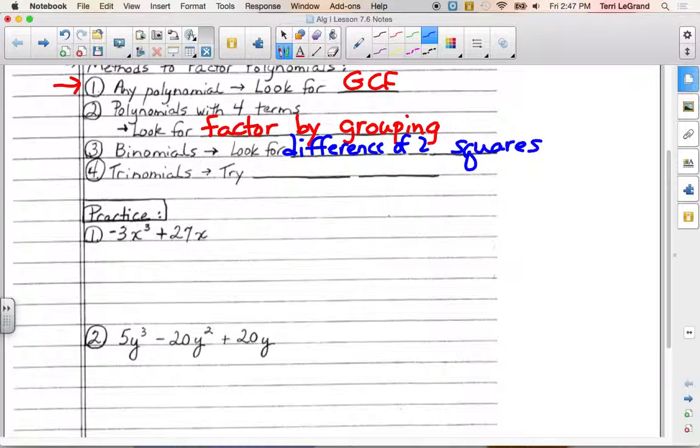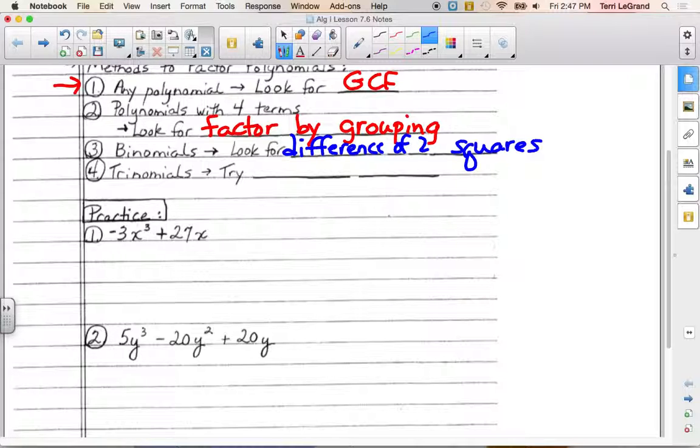Now remember, we don't have one for addition of 2 squares, the sum of 2 squares. We only have, if it's a subtraction, we don't get to stop, we have to ask ourselves, is this binomial the difference of 2 squares? Because if it is, we have to go further. Just like in 42C in the homework for today.